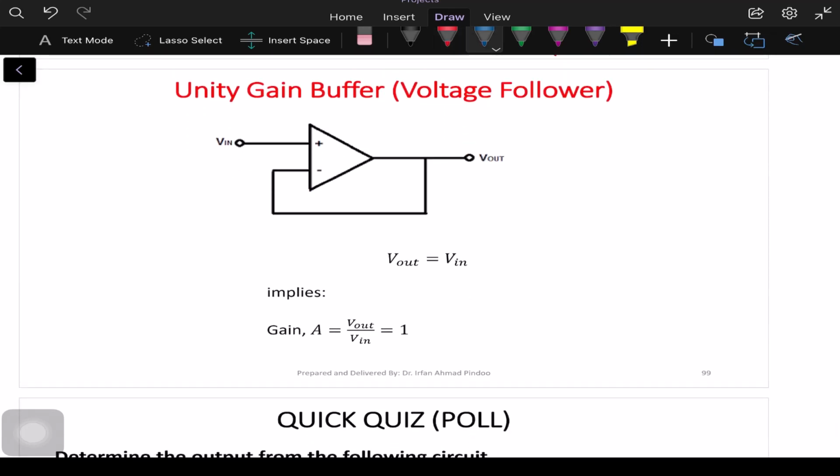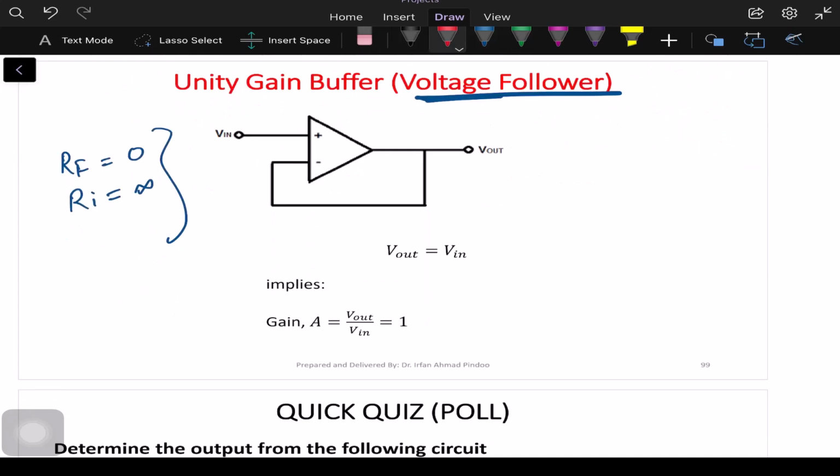Then we have a special case of unity gain buffer, which is also called a voltage follower. Now in the previous figure, if we have the value of RF as 0 and the value of Ri as infinity, it will result in a unity gain buffer. Now again, if we use the concept of virtual short, if this voltage is Vin, then the voltage here is also Vin, correct? So this Vin and this Vout, as you can see, it is the same line. So we can write Vout is equal to Vin, and if we take the ratio Vout by Vin, that value will come out as 1.